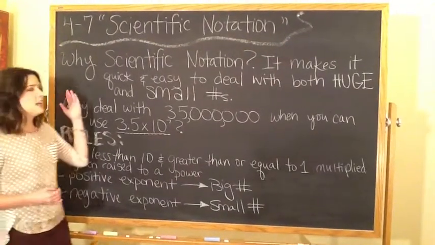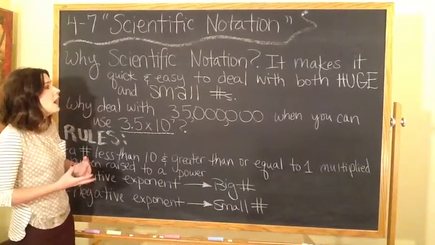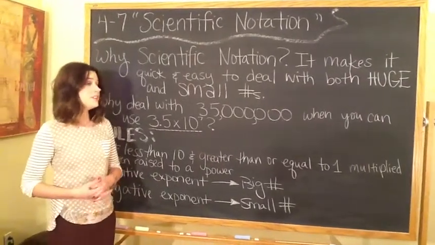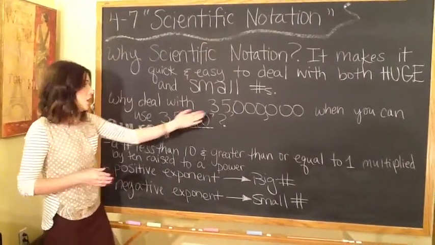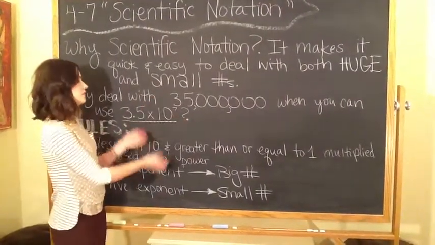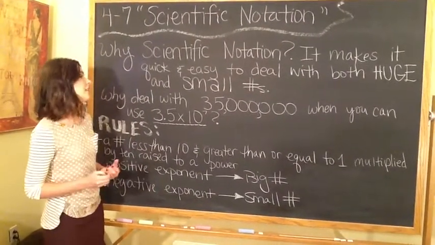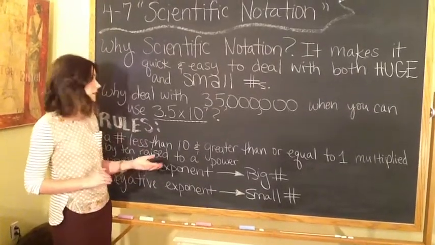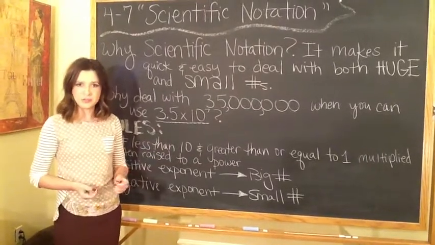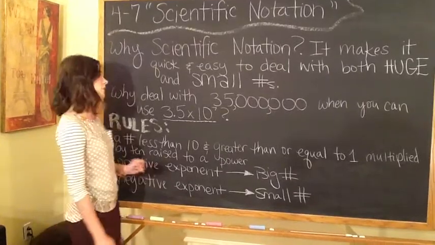The reason scientific notation, a way to write numbers, was come up with is because it makes it quick and easy to deal with both huge numbers and small numbers. Instead of dealing with numbers with this many zeros, it's a lot harder to deal with those than with something like this. People who use numbers all day long in their work need to write them in a simpler way so they can make it quick and don't need to be spinning numbers with all these zeros. So they write it in a different form, which is scientific notation.